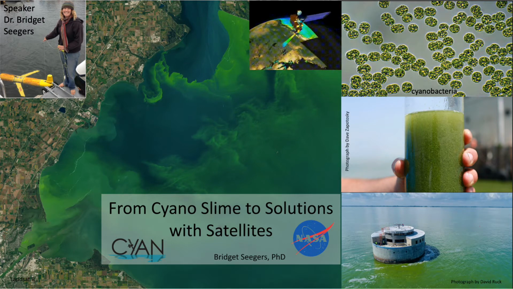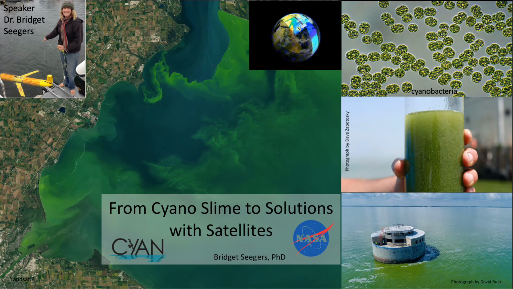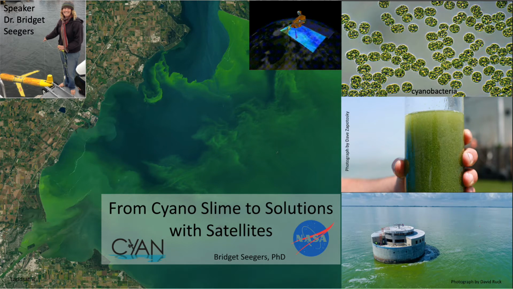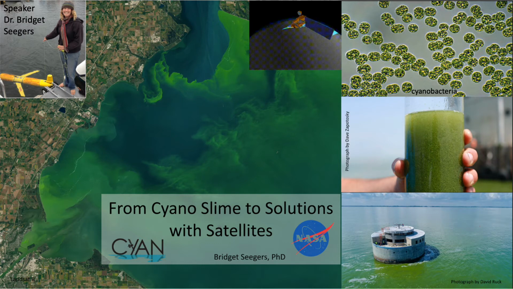You will be learning about the CyAN project, otherwise known as the Cyanobacteria Assessment Network. The CyAN project is an interagency effort combining the talents at NASA, US EPA, NOAA, and the USGS. The project focuses on cyanobacteria, which are photosynthetic bacteria. That means they use sunlight to grow. In the top right, you can see a microscope view of tiny and bright green cyanobacteria.